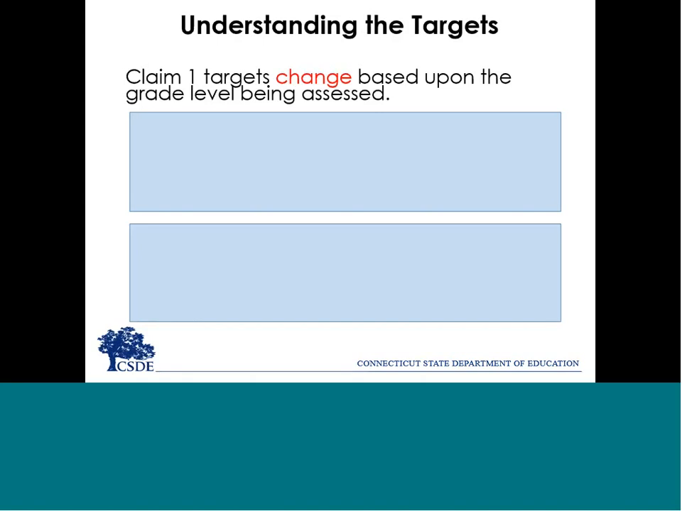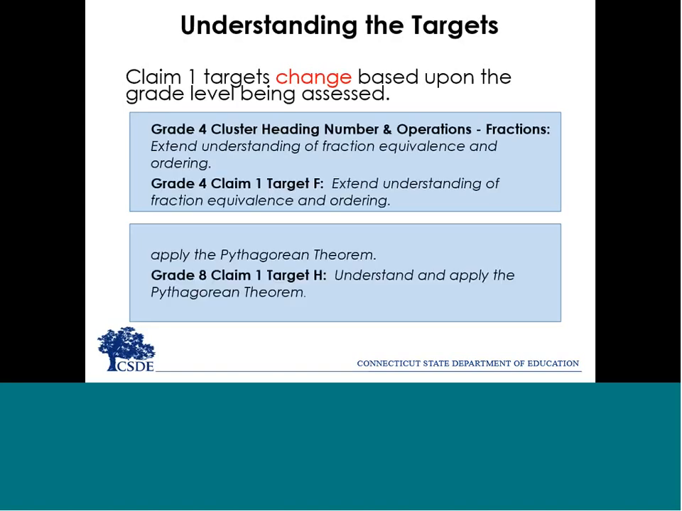As just mentioned for Claim 1, the assessment targets are drawn from the grade level cluster headings from the Connecticut Core Standards for Mathematics. This example shows the targets as they relate to the domains in grades 4 and 8. As you can see, the target for Claim 1 changed based on the grade level being assessed because the cluster headings change. However, the target is identical to the cluster heading in the respective grade.